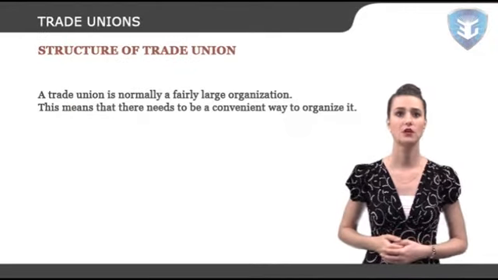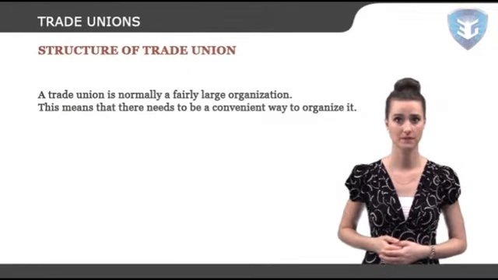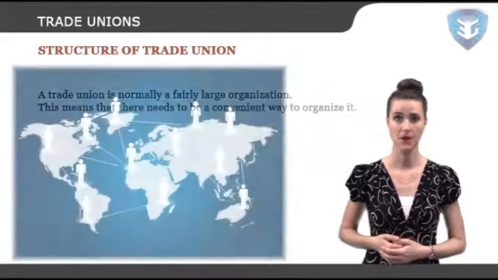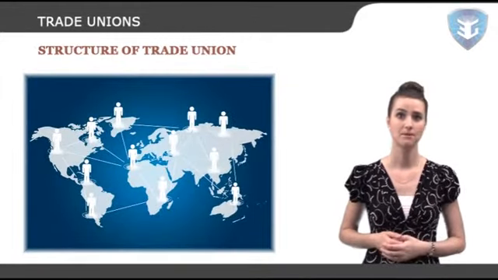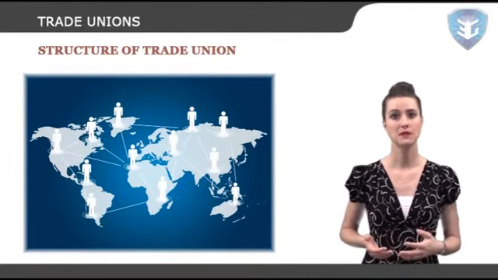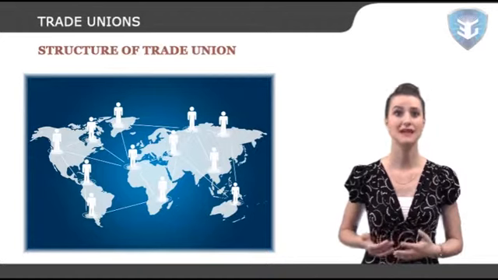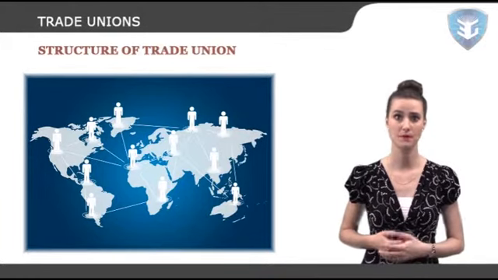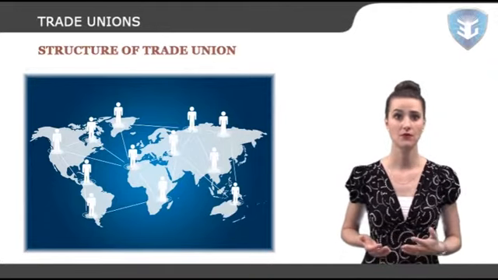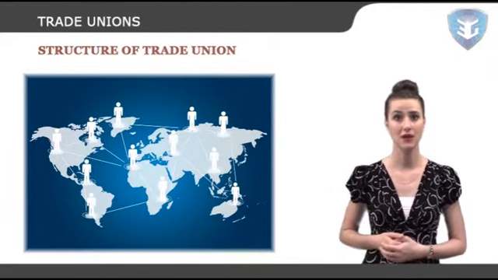A trade union is normally a fairly large organization. This means that there needs to be a convenient way to organize it. While the exact structure may vary, they tend to follow a similar pattern. This has proven to be the best way of doing things since it makes it much easier to manage the membership. Trade unions can be structured in any number of ways, and this will differ depending on the country and the industry that is involved.